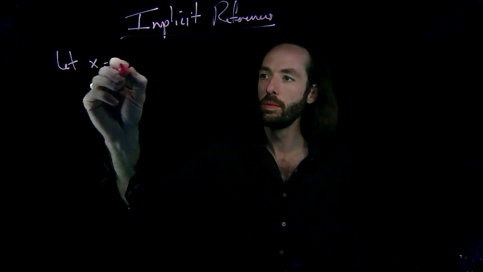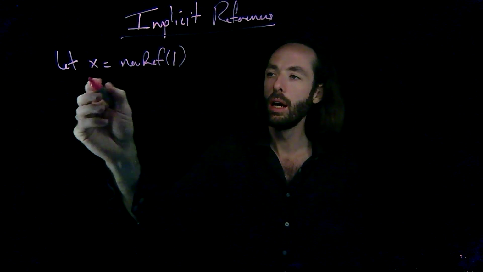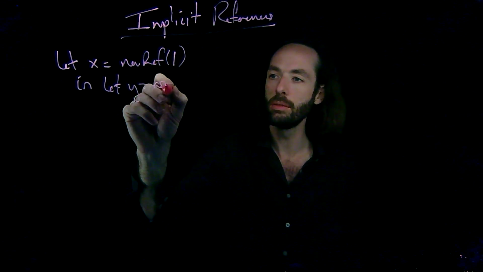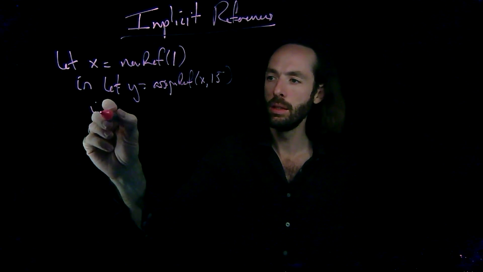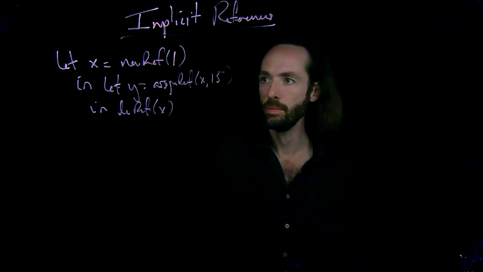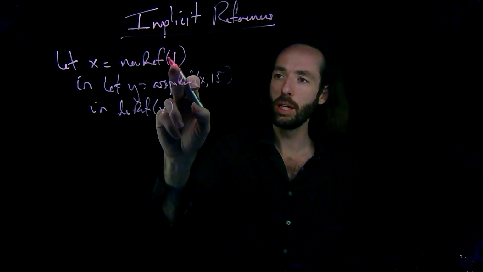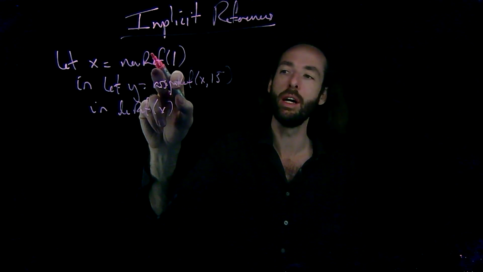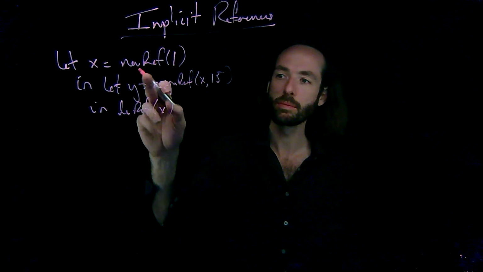Let x equal a new ref of, say, 1, and then in let y equal assign ref x 15 in dref of x. So what does this do, right? The new ref places the value 1 into an empty memory cell and then returns a reference, which is a value, a reference with an address in it, and binds that to x in the environment.